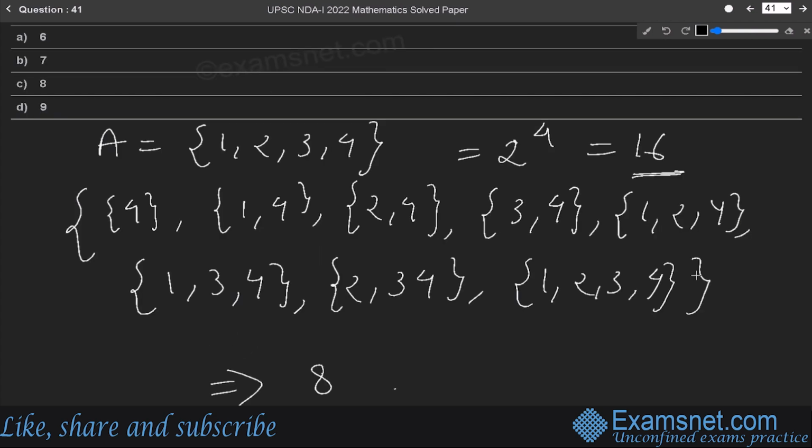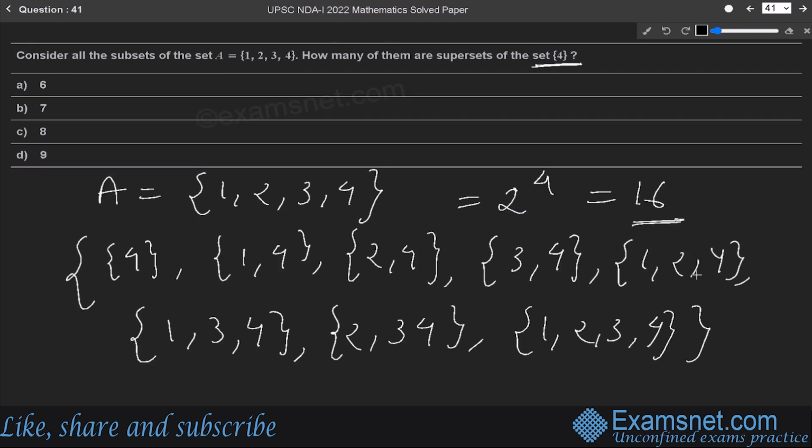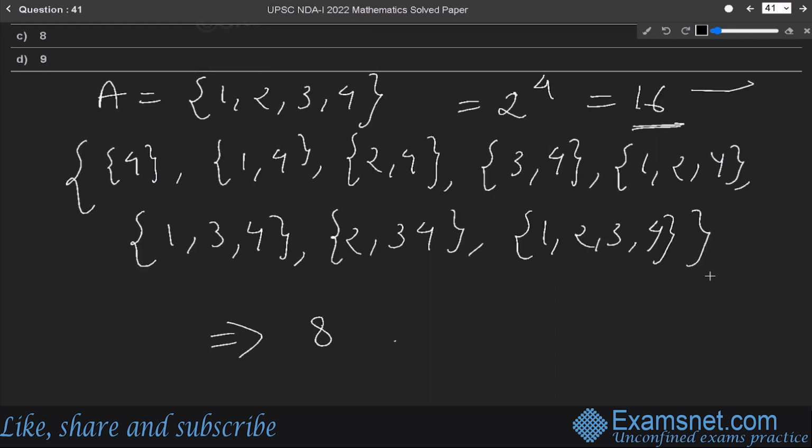Have you understood this? The total subsets are 16, but in the question it is said to find only those which contain 4. So from 16, there are 8 subsets which contain 4, which I have written here.